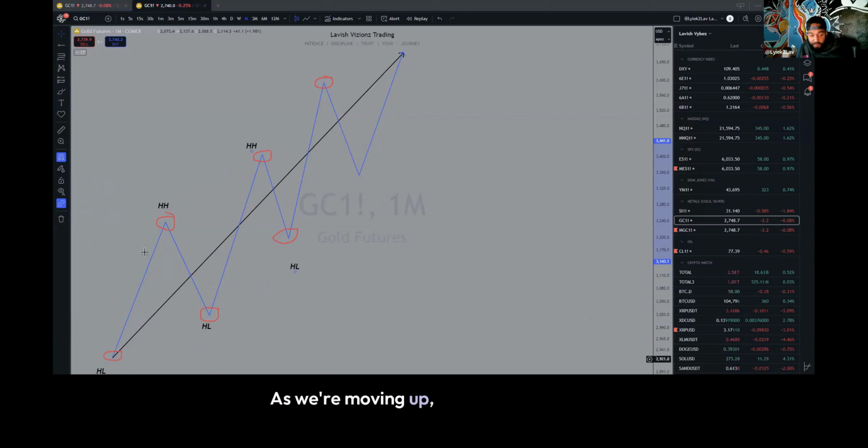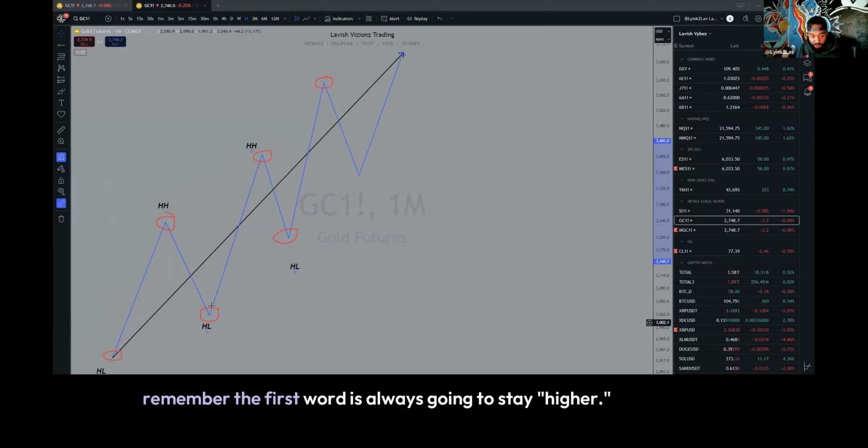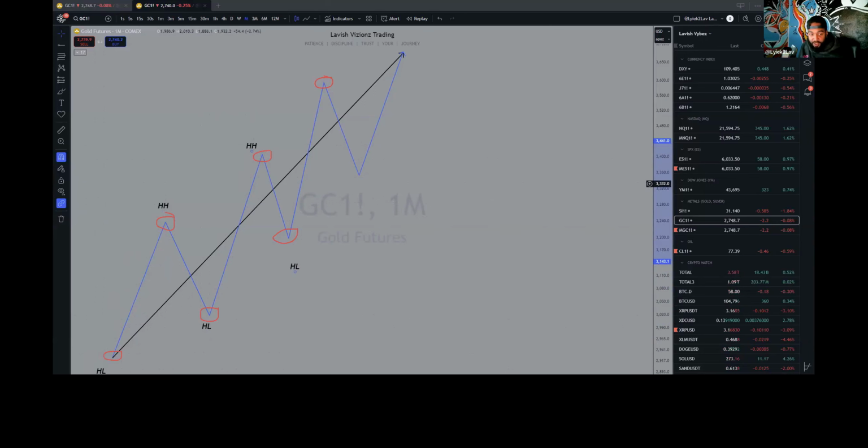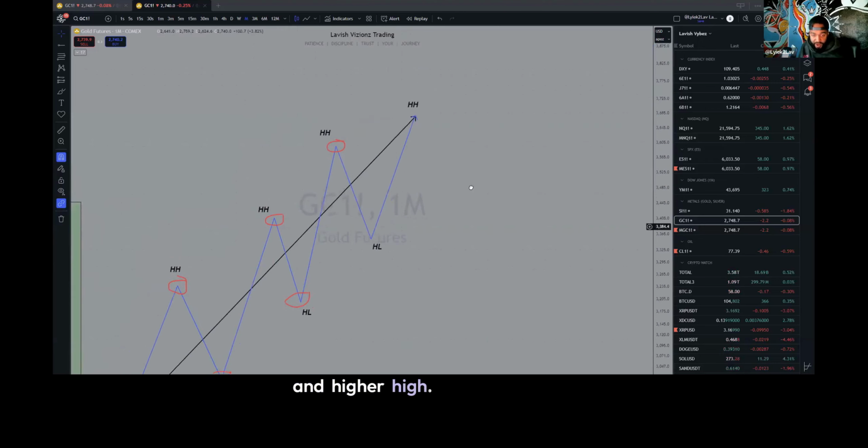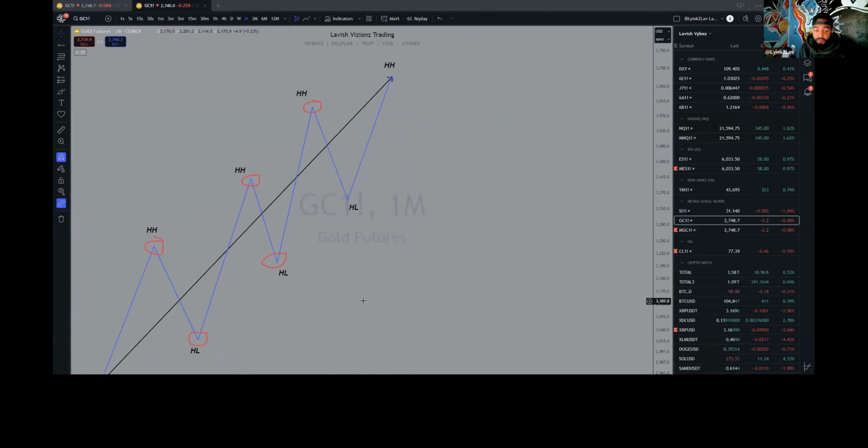As we're moving up, remember the first word is always going to stay higher. Higher high, higher low. Higher high, higher low. Higher high, higher low, and higher high. This is our uptrend.